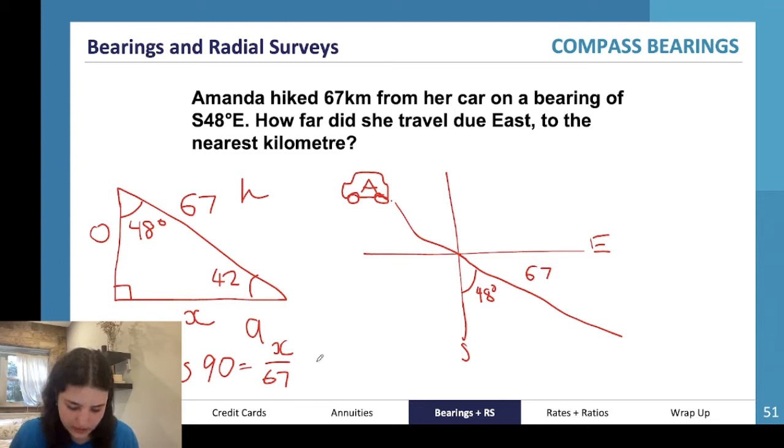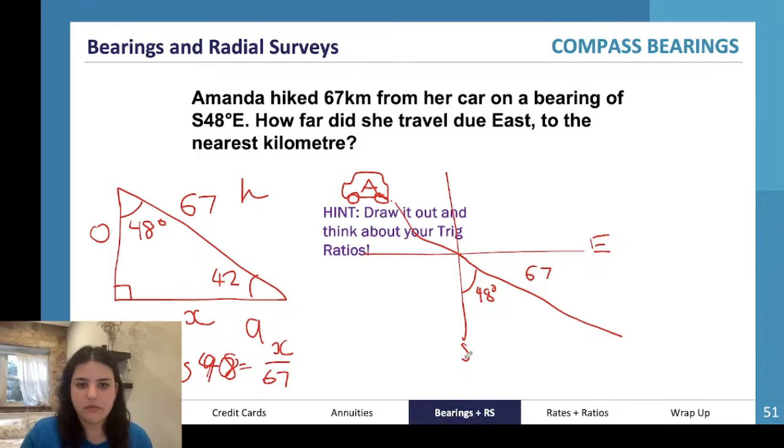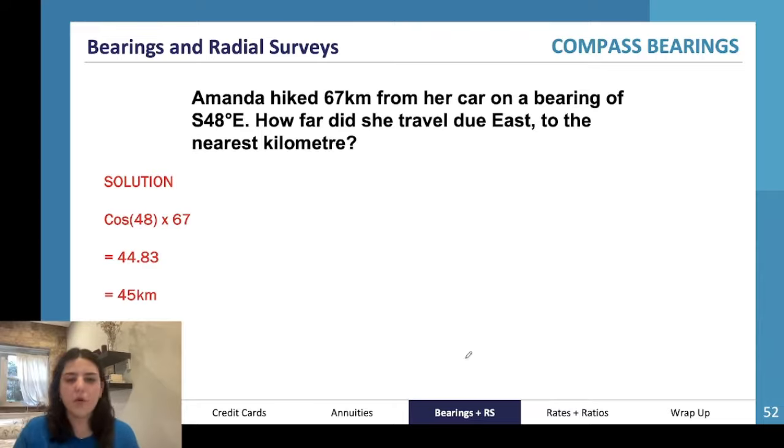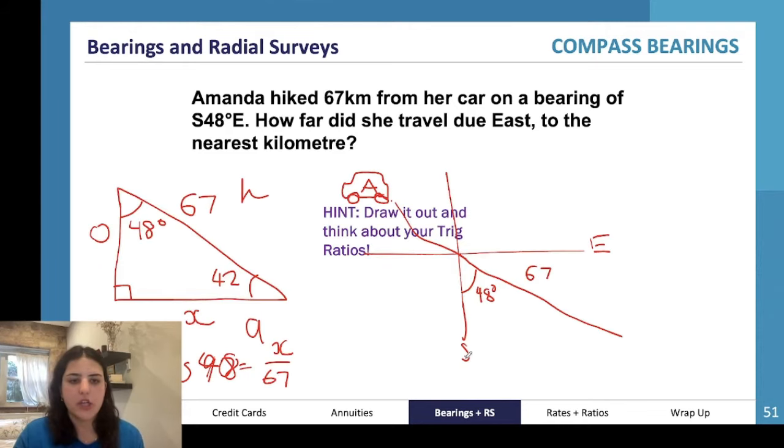Cos 90 times 67. Oh, hang on. No, that's incorrect. I used the wrong angle. Where is our angle? 48 is our angle opposite. Take it back, cos 48. Actually, I should just have this on my slides. There we go, cos 48 times 67, and we're going to get 44.83, which is equal to 45 kilometers. So again, it was here.